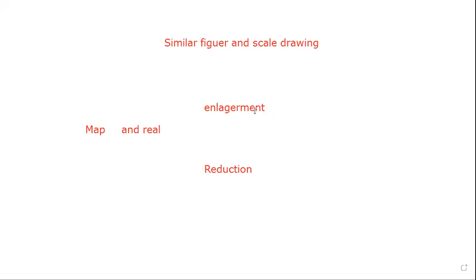If you want to draw your school on a paper, this is reduction. If you want to draw the insect, this is what? Enlargement, because the insect was very small and I want to make it bigger. Okay, so this is just an introduction about our lesson today.